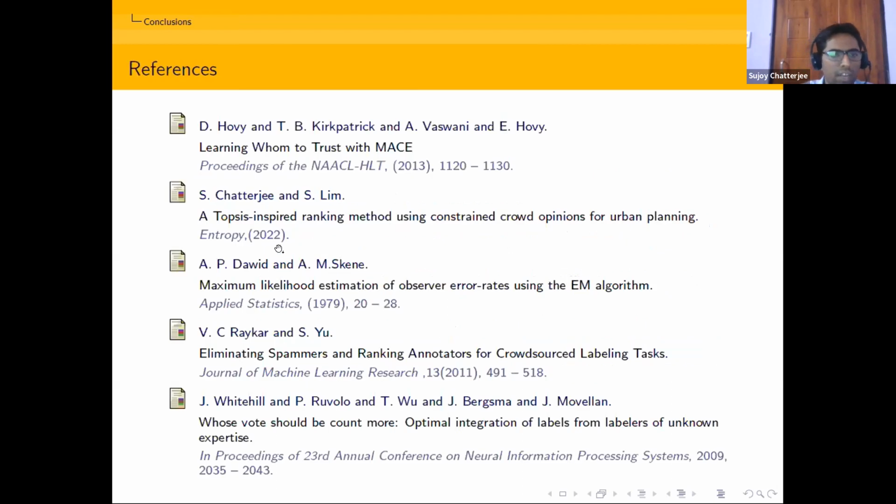These are the different references. We have extended this model based on a previous model, a TOPSIS-inspired ranking using constrained crowd opinion for urban planning. Before that, in this TOPSIS model, no weight mechanism was used, but here we are providing a weighting mechanism. The next work is to extend this in the direction of a dependent judgment model.